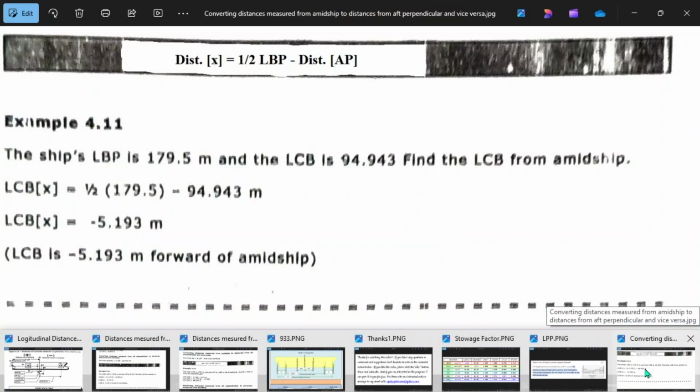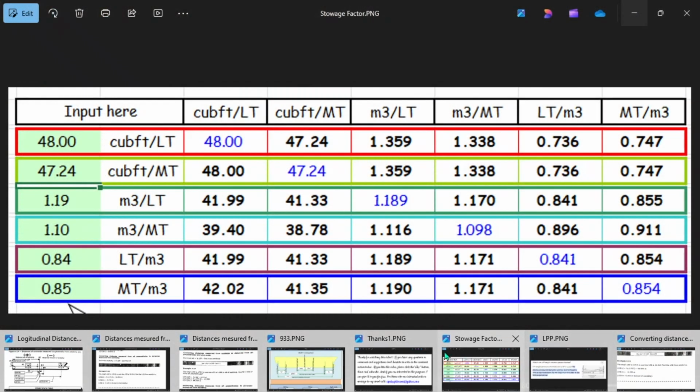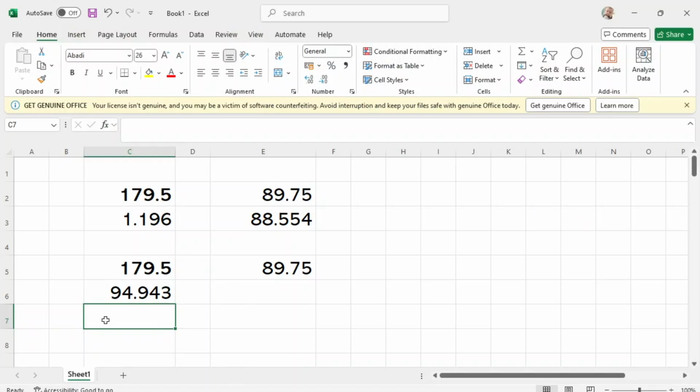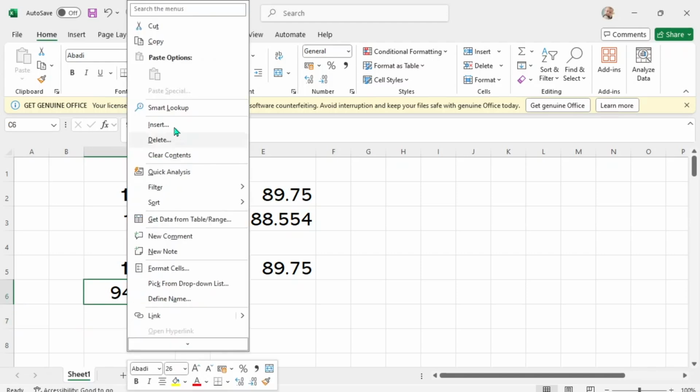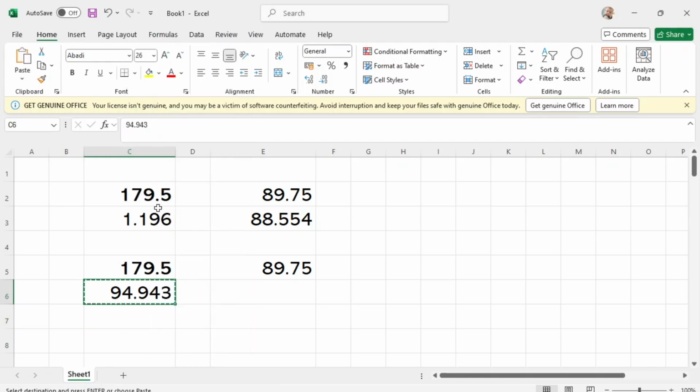What will be his longitudinal center of gravity? Okay, so your 1/2 minus, excuse me, cut, put it here.